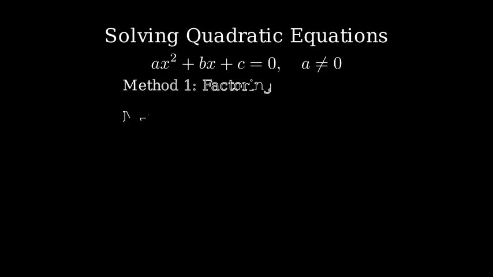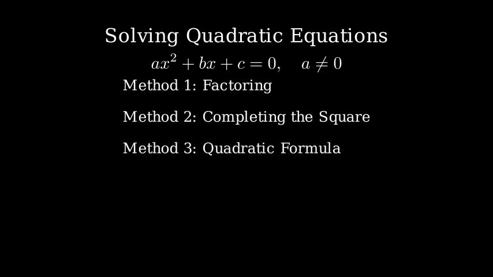Welcome to our lesson on solving quadratic equations. A quadratic equation is a second-degree polynomial equation in the form ax squared plus bx plus c equals 0, where a, b, and c are constants, and a is not equal to 0. Today, we'll learn 3 different methods to solve quadratic equations: factoring, completing the square, and using the quadratic formula.